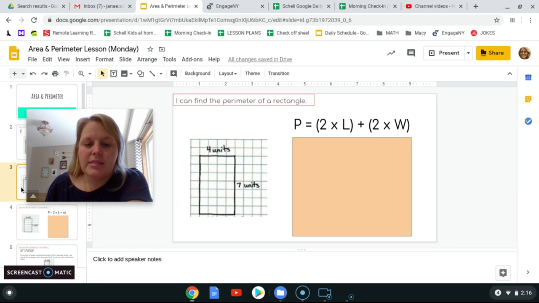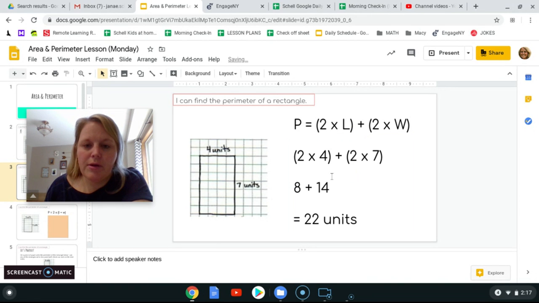Another formula is thinking about taking 2 times the length plus 2 times the width. And the reason this works is because what we know about rectangles is that opposite sides have to be the same. So if this side equals 7 units, then this side must equal 7 units. If this side equals 4 units, this side must equal 4 units. So when we do that, we would take 2 times 4, because there's 2 sides that have 4 units, plus 2 times 7, because there's 2 sides that have 7 units of length. That would be 8 plus 14, giving us that same answer of 22 units.